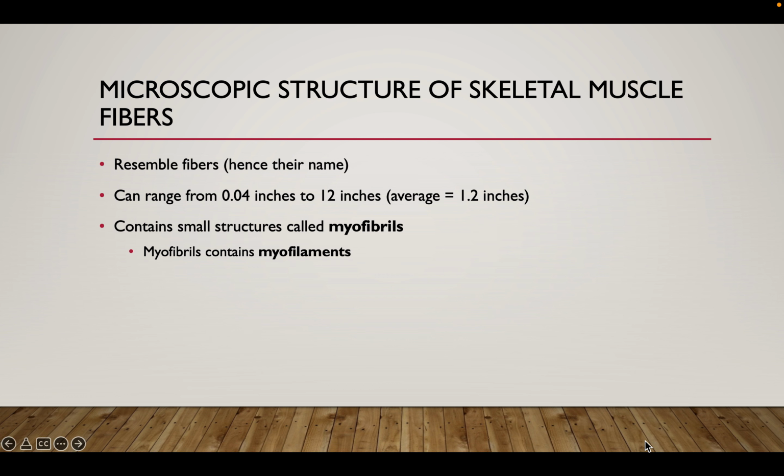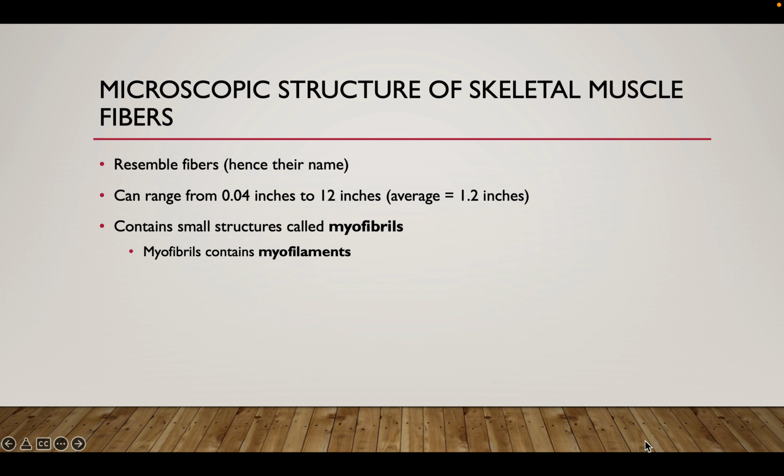Our fibers can range from very, very small, so 4/100ths of an inch, to 12 inches. Our longest muscle in our body is within our anterior thigh compartment, and so where you commonly think of where your quads are, and that muscle is called the sartorius muscle. It's a very long, very thin and elongated muscle, but the average length of a muscle cell is about an inch or so.